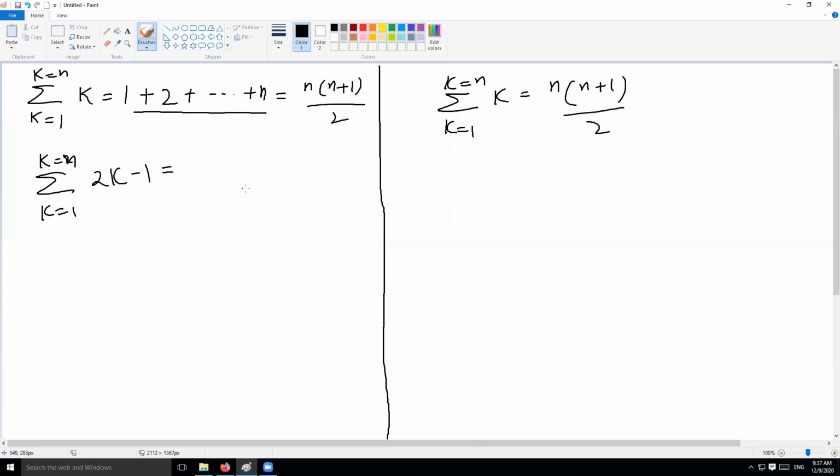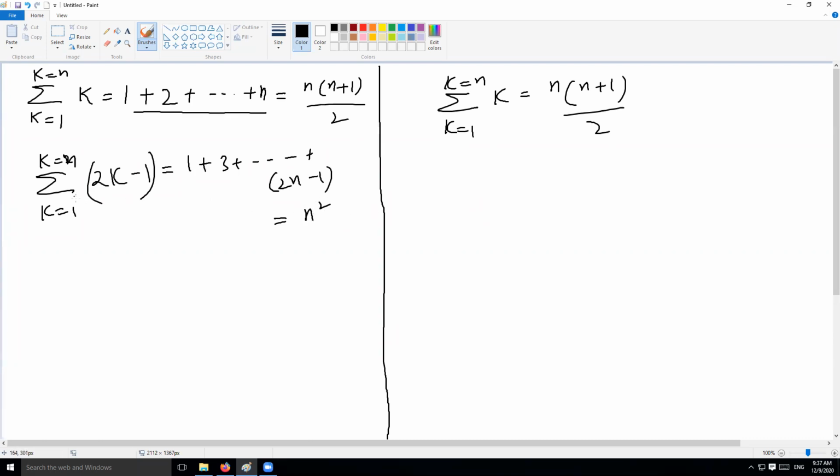What would this be? This is going to be the sum of the odd numbers, 1 plus 3 plus so on and so forth plus 2n minus 1. And this sum is going to be equal to n square.